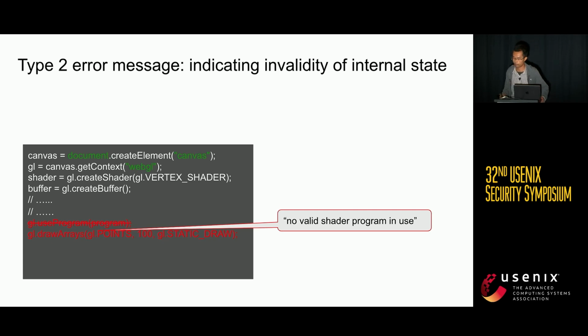The type 2 error message complains about the WebGL being in an invalid state. It's not because this specific API call has any problem. It's because the previous call is invalid or missing. So in this case, we did not call the GL use program, and we call the subsequent GL draw array. So there's no program to use, and the browser will complain no valid shader program in use. To avoid this type of error, the WebGL developer must revert the change, revert this line, and add it back.